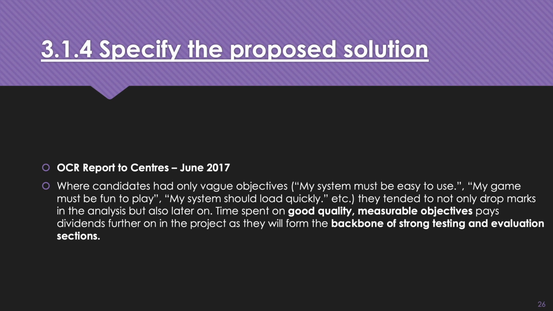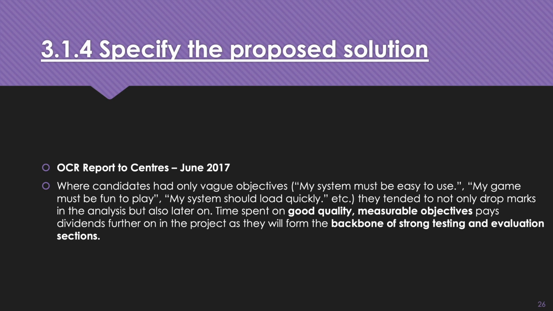Time spent on good quality measurable objectives pays dividends further on in the project, as they will form the backbone of strong testing and evaluation sections. Let's look at the stuff that it says in brackets. It says there, my system must be easy to use. That doesn't make any sense. Easy to use isn't measurable. We're after measurable success criteria.